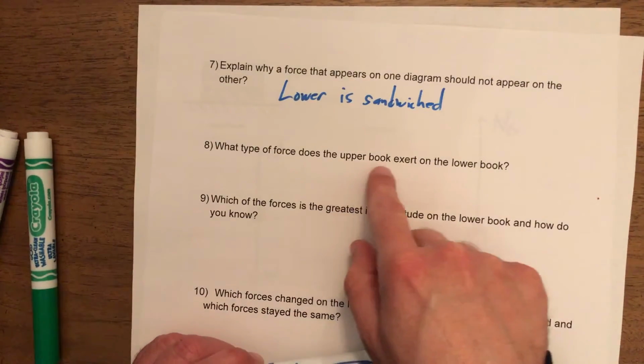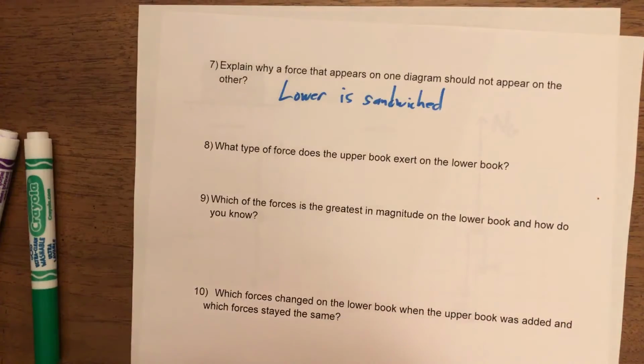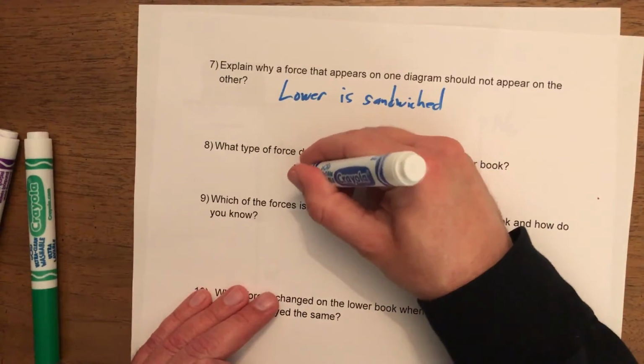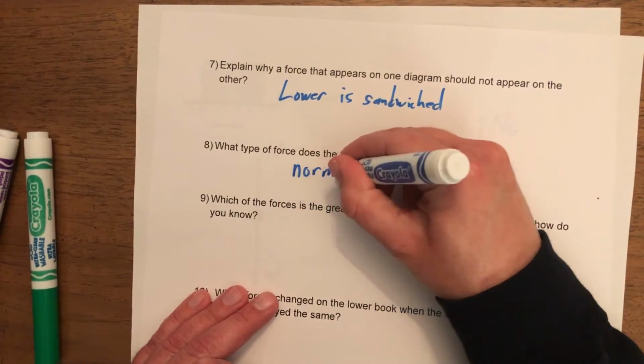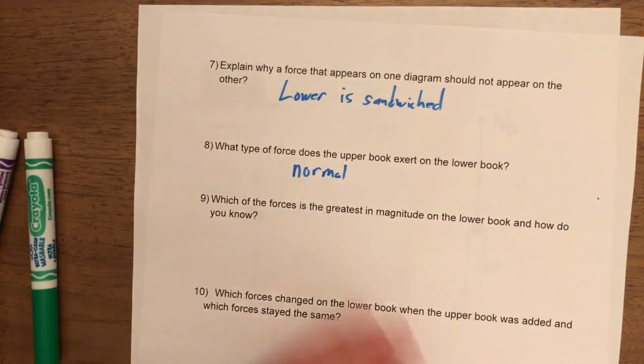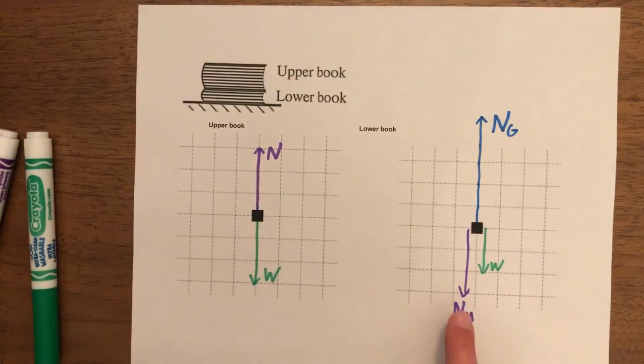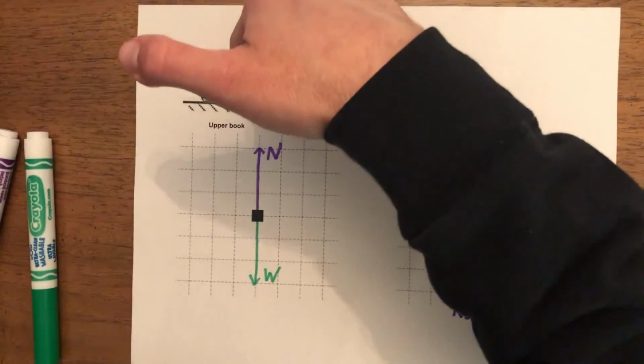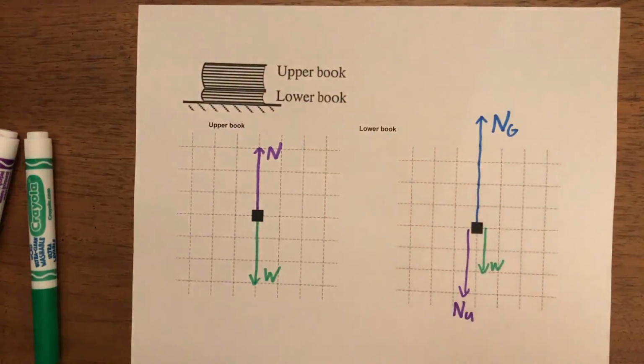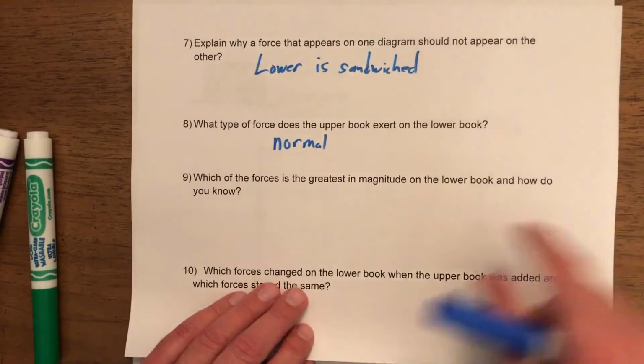What type of force does the upper book exert on the lower book? Well, it's two surfaces pressing together. So it's a type of normal force. Some people want to call this a weight. They say the weight of the upper book's pushing on the lower book, but that's not true. This thing experiences its own weight, so it's a type of normal force there.